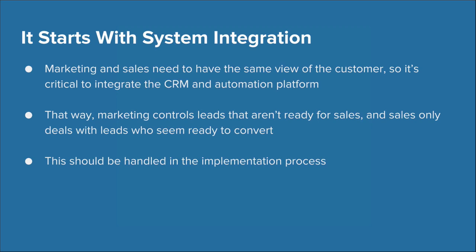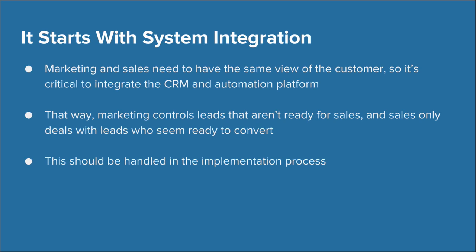Like I said, marketing and sales need to have the same view of the customer. So it's really important to integrate your CRM and marketing automation platform. That means that marketing can control the prospects that are just maybe looking at blog posts and aren't ready to go to sales. And sales can only deal with leads once they've done something that we think is sales worthy. Someone who looks at 10 blog posts isn't necessarily ready to go to sales. That's not sales indicative behavior.